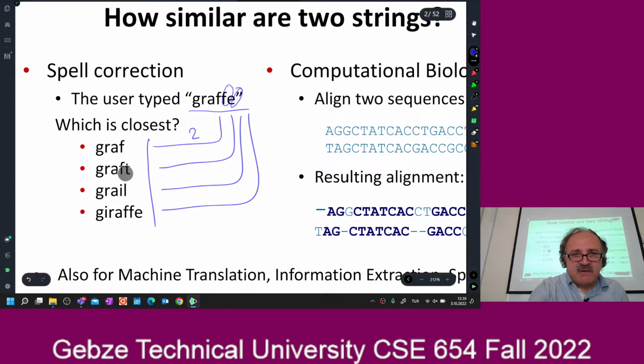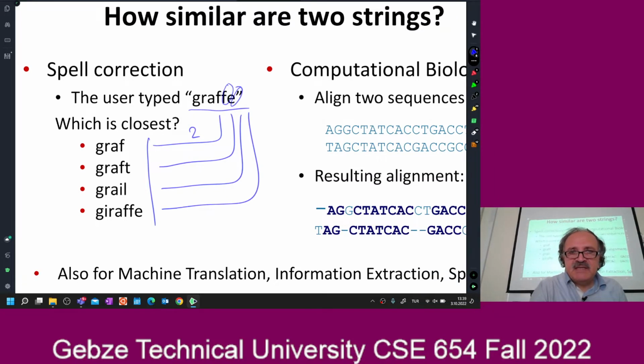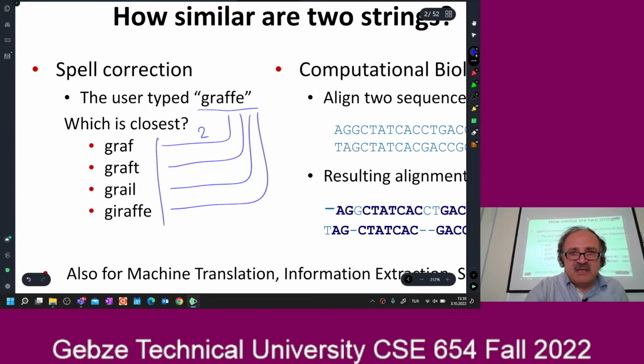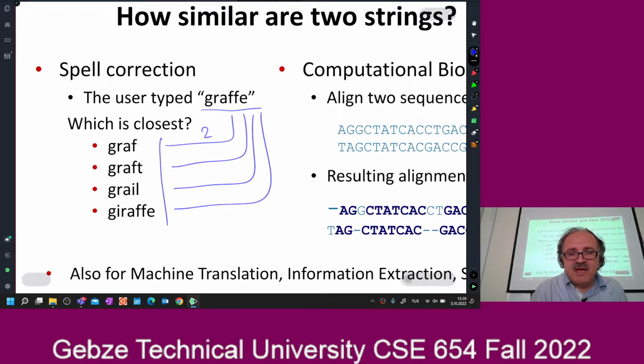How about this one? What is the distance between this and graph, whatever it is? I guess I need to replace this T with an F, then delete E, right? So replacing is maybe 2 keystrokes, delete and add. Maybe replacing is just 1 keystroke, I don't know. Let's make it 2 again.